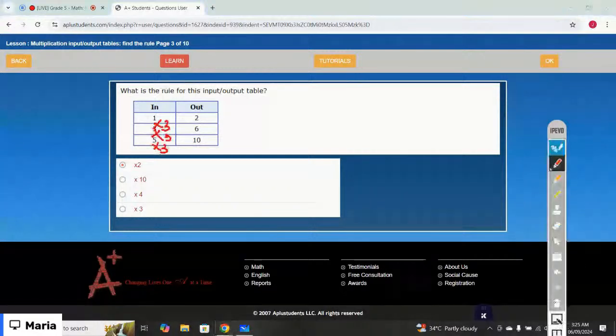You can see here 1 times 2 is 2, 3 times 2 is 6, and 5 times 2 is 10, right? So the multiplication rule is you have to multiply each input value by 2 to get the output value. So the rule is 2. Very good. The correct option is 2.